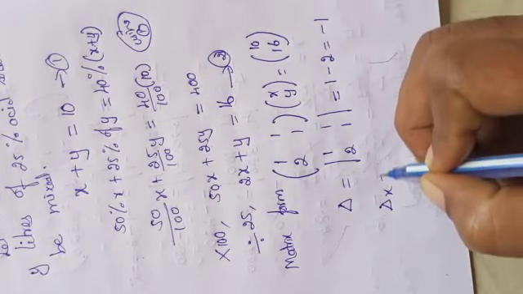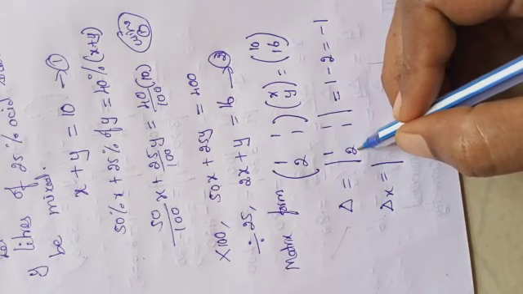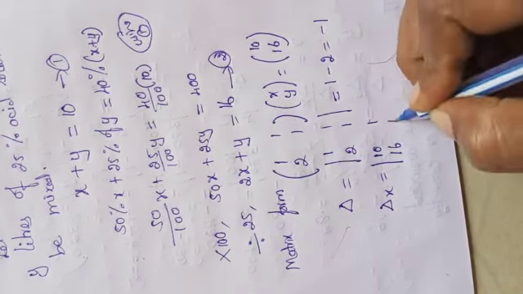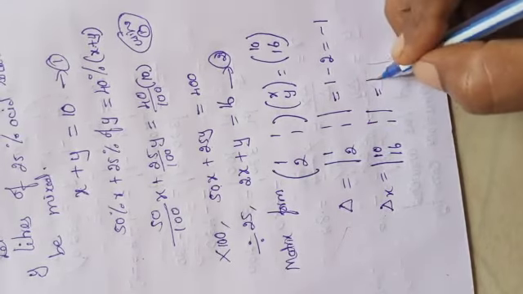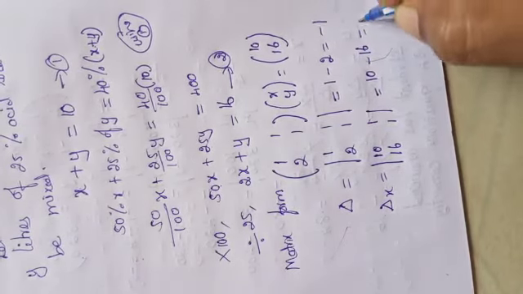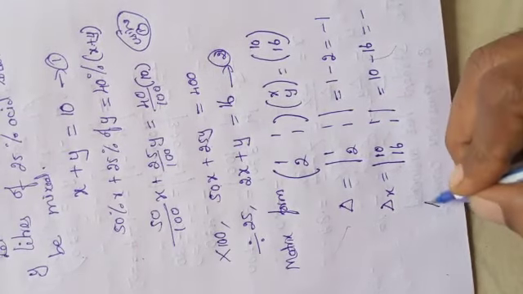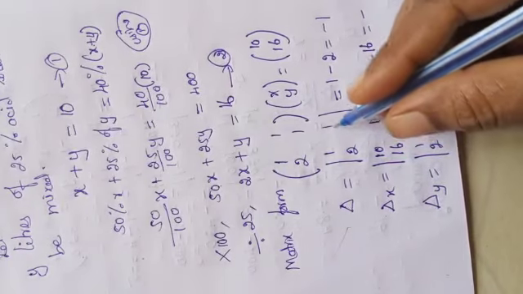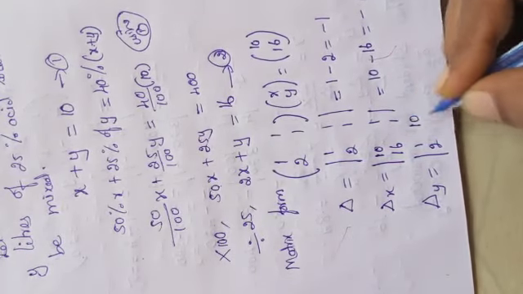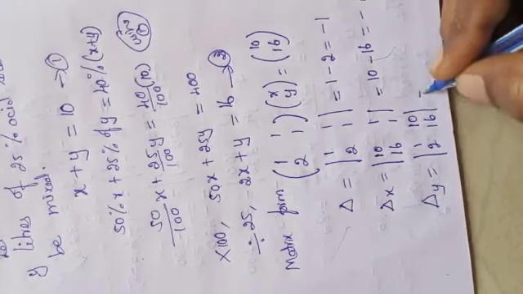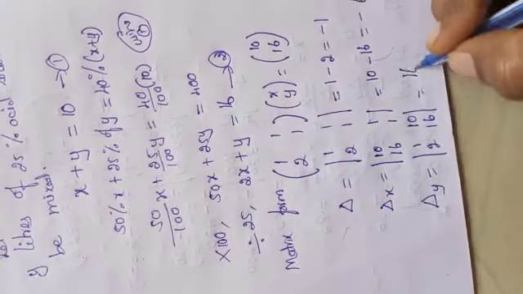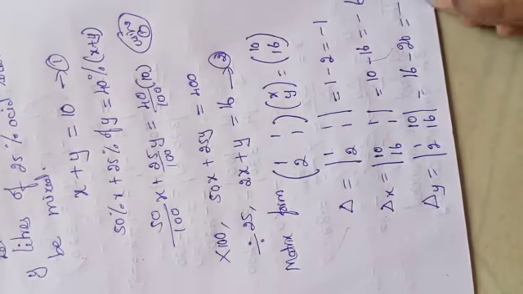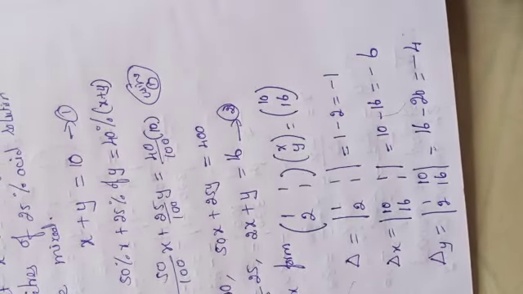Now delta x. How to find delta x? In place of the x column we substitute the constant matrix, that is 10 16. This gives 10 minus 16, which is equal to minus 6. In the same way, delta y. For delta y, the x column comes as it is, and in place of the y column we substitute the constant matrix. 1 into 16 is 16 minus 2 into 10, 20. Therefore that is minus 4.